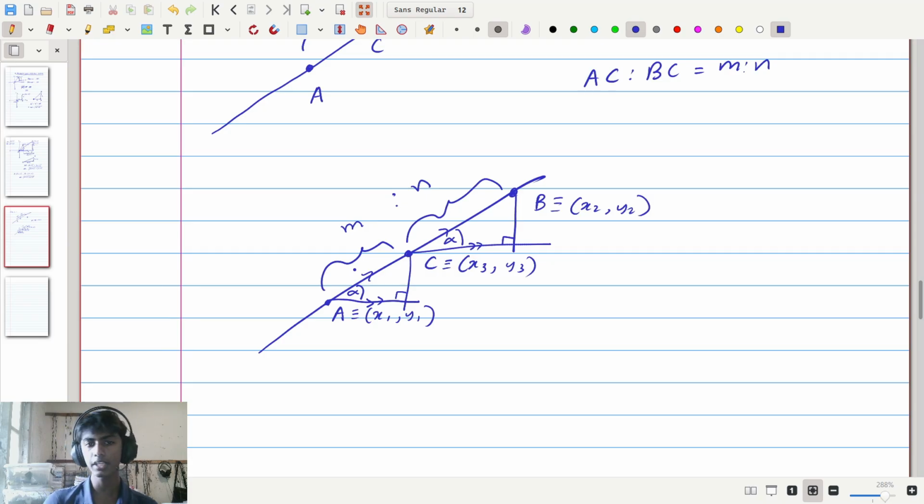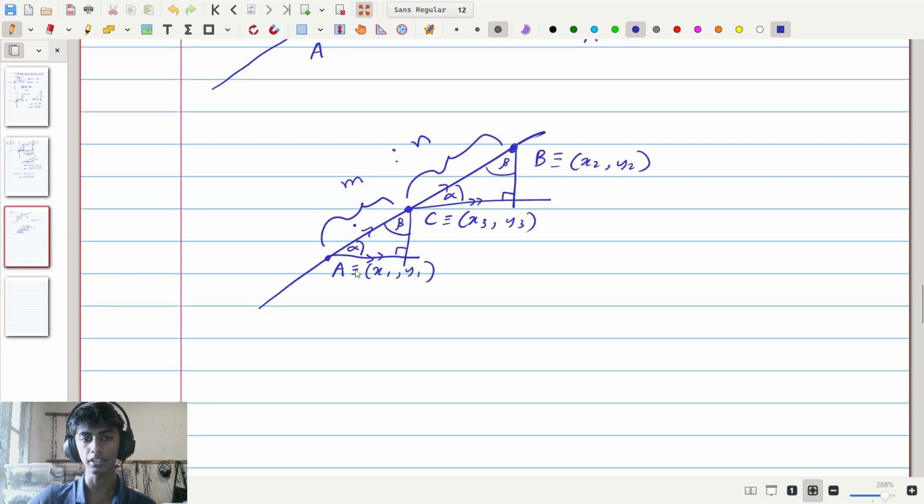Both of these angles are equal. Similarly, this angle here, which I'll label beta, and this angle here, which I'll label beta, are equal. What this means is that these two triangles are similar triangles. I will label this point D temporarily. It's not necessary, but I'll label it, and I'll label this point E.